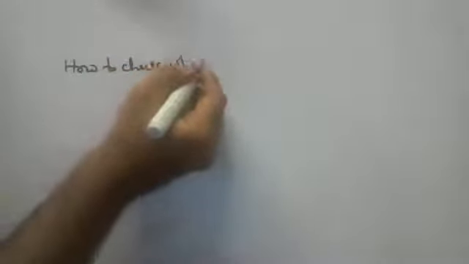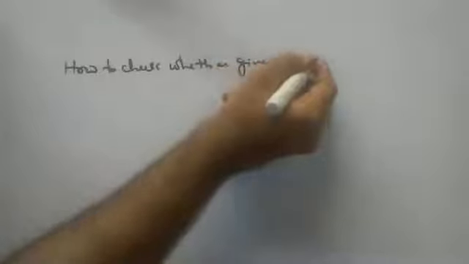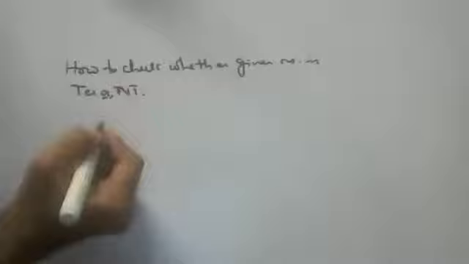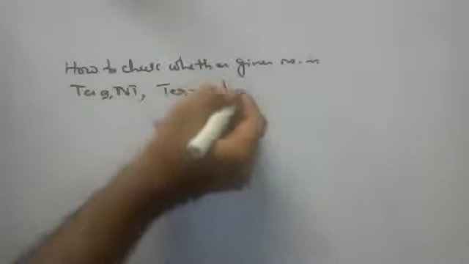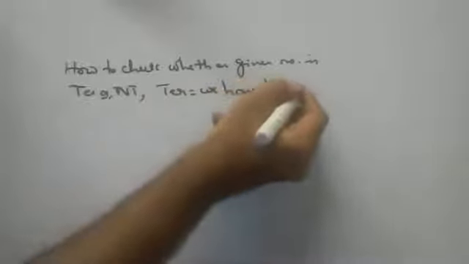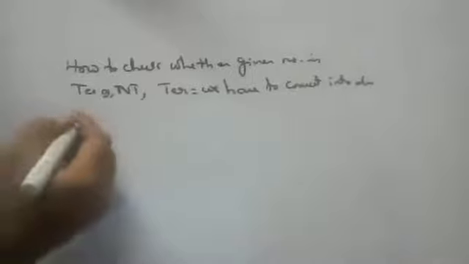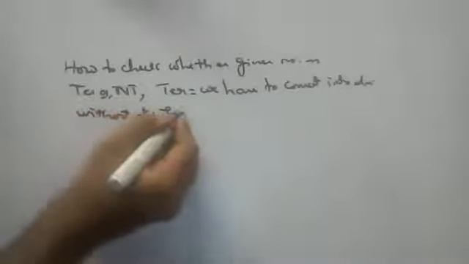So today we'll discuss how to check whether a given number is terminating or non-terminating, which I told you in yesterday's class. If it is terminating, we have to convert it into decimals, not by division, without division. This is the topic we are going to discuss.